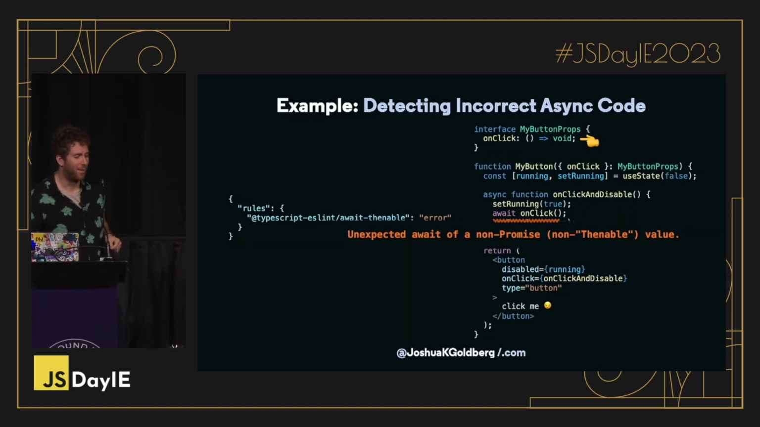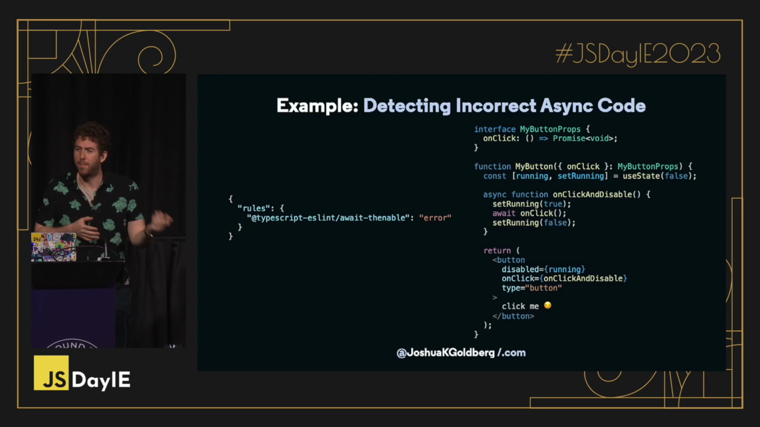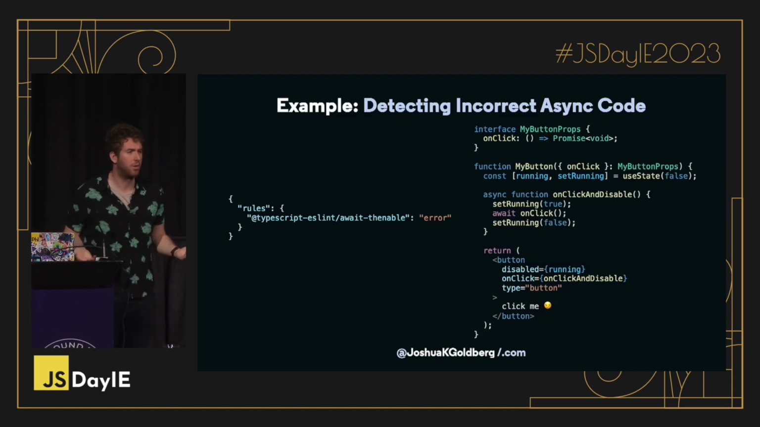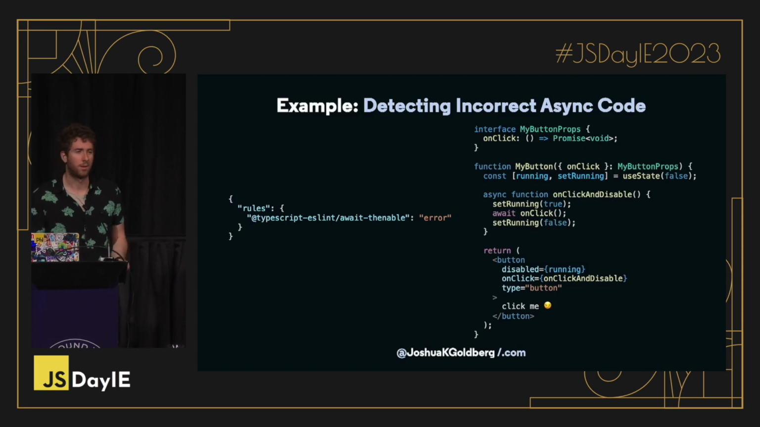And now this is where it gets fun. The rule could, in theory, suggest to you, hey, you might want to make the onClick an async function, say that it returns a promise. That's one way of resolving the rule's complaints.